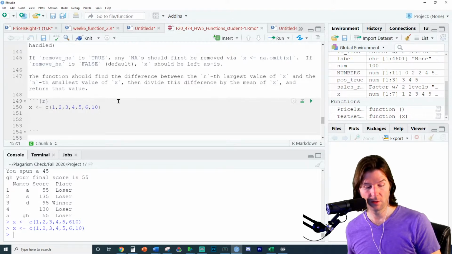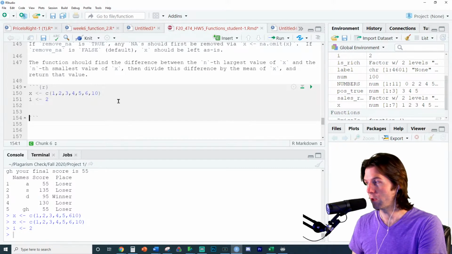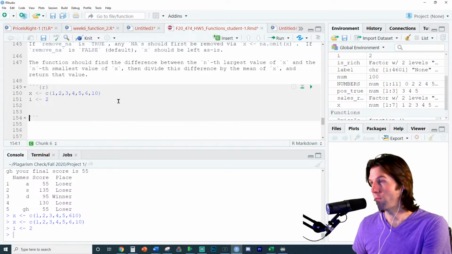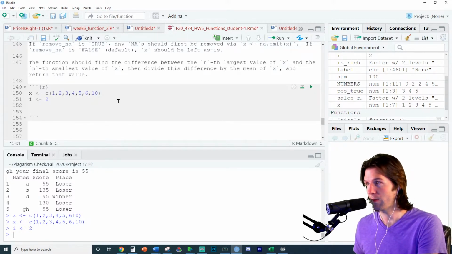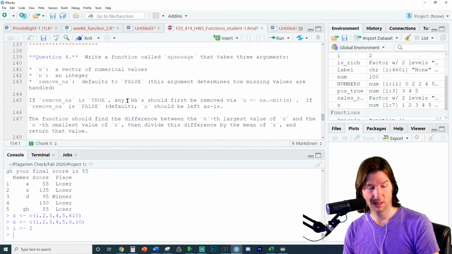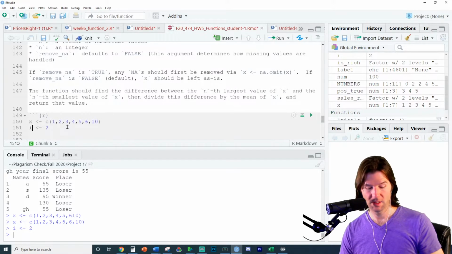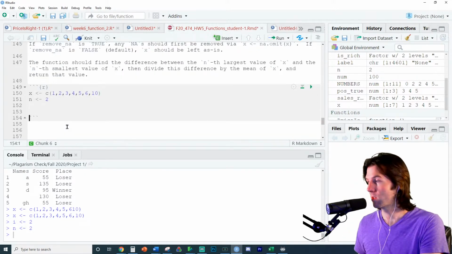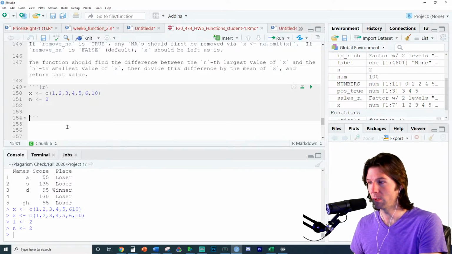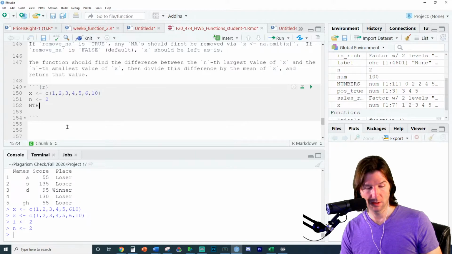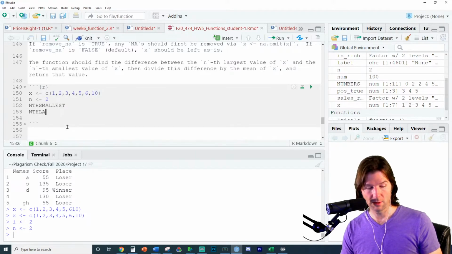And so it says, and then we have i right here. If i is equal to 2, it's saying find the difference between the nth largest value of x, and so the i is, let me double check. Oh, it's the n, an integer. I typed i because I was thinking for loops. Okay, so right here, we're looking at the spanage of a vector, and we're going to take the second largest and the second smallest.